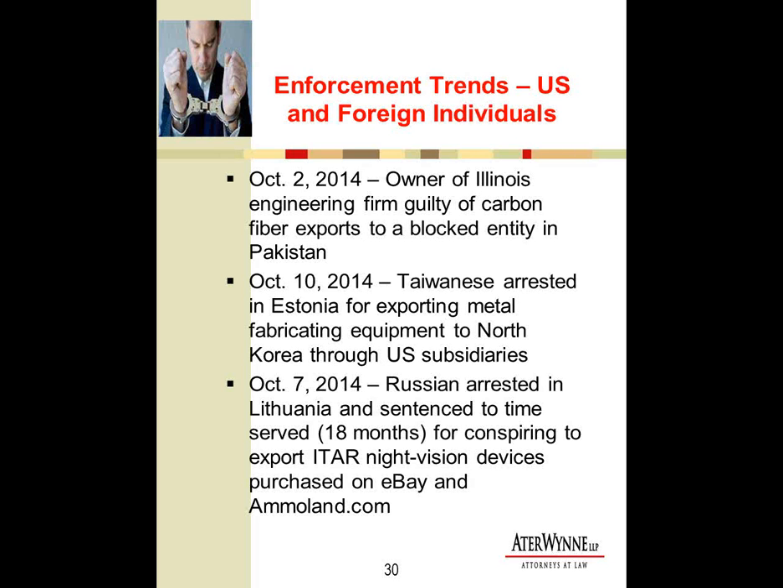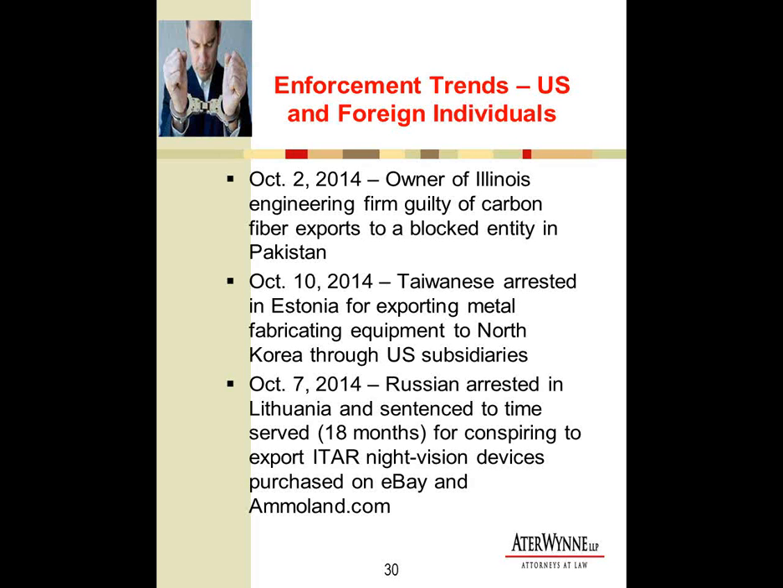Also, last month, a Taiwanese gentleman was arrested in Estonia for exporting metal fabricating equipment to North Korea that could be used for both commercial as well as missile manufacturing purposes. The interesting thing to note about this case is that this Taiwanese gentleman, a non-U.S. citizen, was arrested in a foreign country and then extradited to the United States for prosecution here.